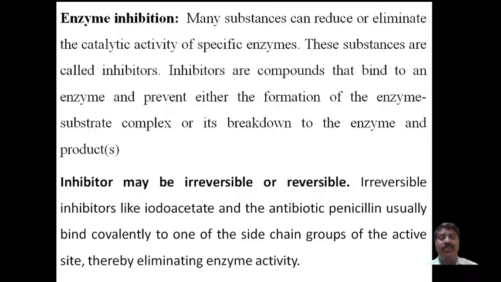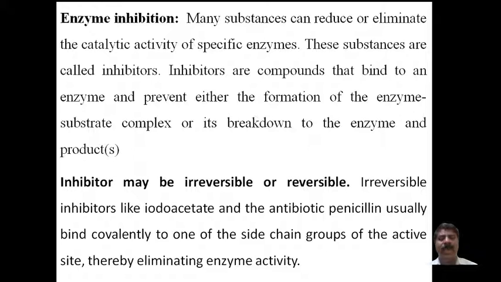Inhibitors are compounds that bind to an enzyme and prevent either the formation of the enzyme-substrate complex or the breakdown of the complex into enzyme and product. Therefore, inhibitors do not allow proper binding. When an enzyme reacts with a substrate molecule, binding takes place, a complex is formed, then it breaks down, and the rate of the reaction is enhanced. This happens normally. But when inhibitors are present, they prevent the binding. Binding cannot take place properly.